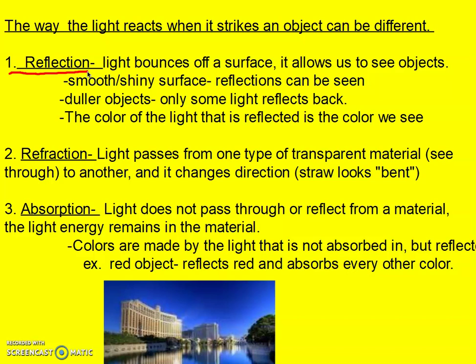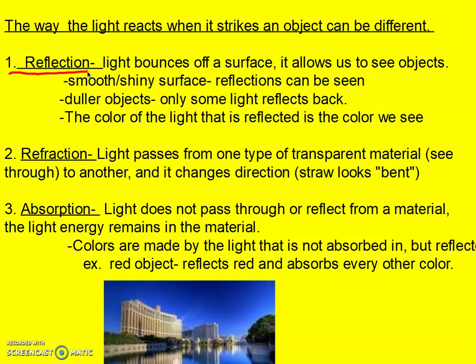And the last way that light reacts is absorption. When light does not pass through or reflect from a material, so refraction doesn't happen and reflection doesn't happen, then absorption happens. The light energy remains in the material. The sun is shining on the green grass, green reflects back to me, that's why the grass seems green. All the other light energy is absorbed into the grass. So red, orange, yellow, blue, indigo, and violet get absorbed into that grass and stay in the grass, that energy.